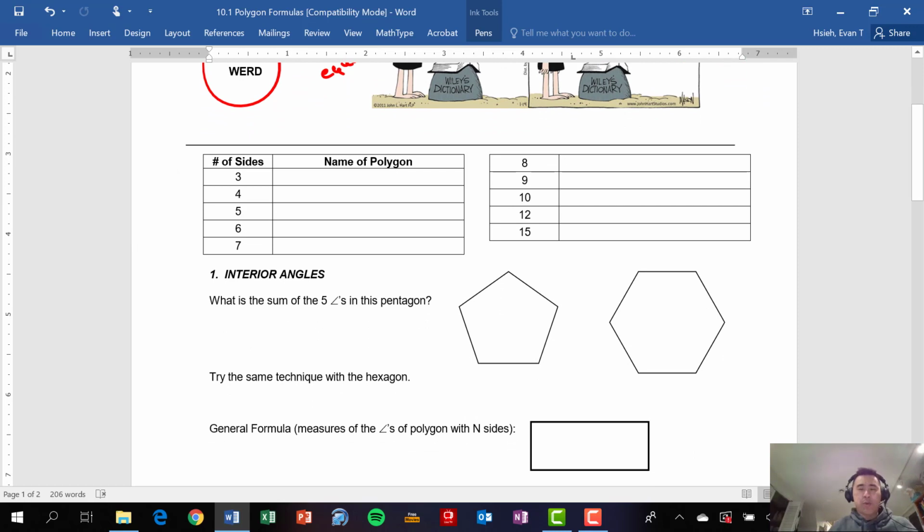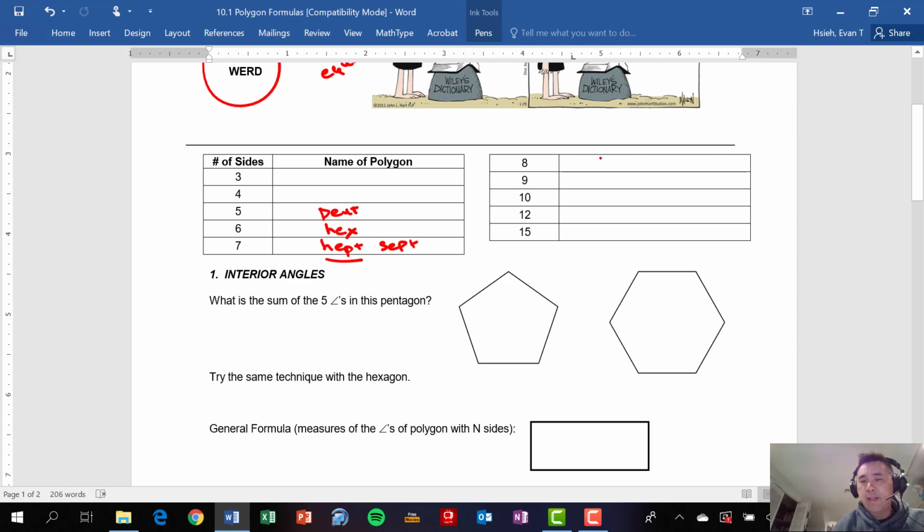The first thing we're going to do here is just quickly go through the different names of polygons, by number of sides. Three-sided, of course, is a triangle. Four-sided is a quadrilateral, which we did a whole chapter on. Five-sided is a pentagon. Six-sided is a hexagon. Seven-sided polygon is a heptagon or a septagon. Most of the time, people call it a heptagon.